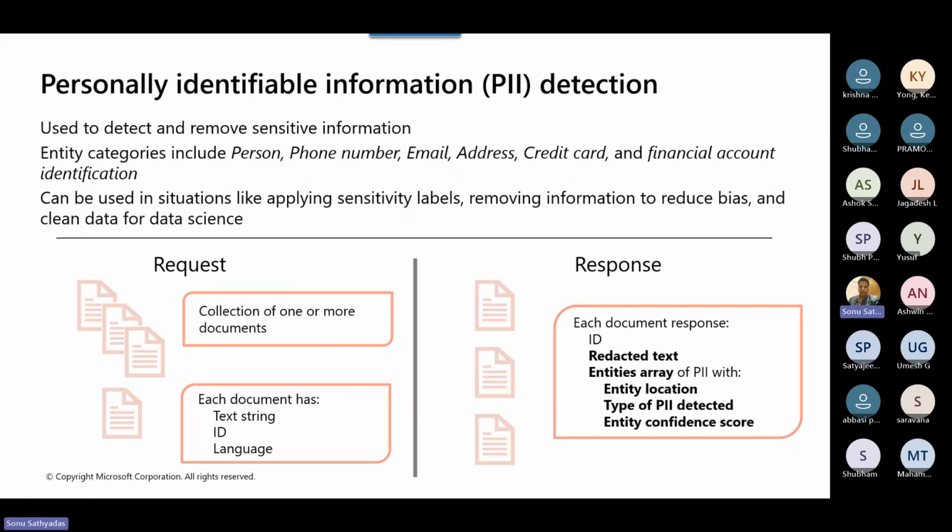Then PII information. Suppose there is some PII data like a person name, phone number, email, address, credit card information, account information, something found in the document. I want to extract that information. Suppose some sensitive data like a name, phone number, email is found, we want that information to be extracted. And it is going to return a redacted text and the entities array. So what are the different PII data found? It returns the collection of that PII data also. Okay.